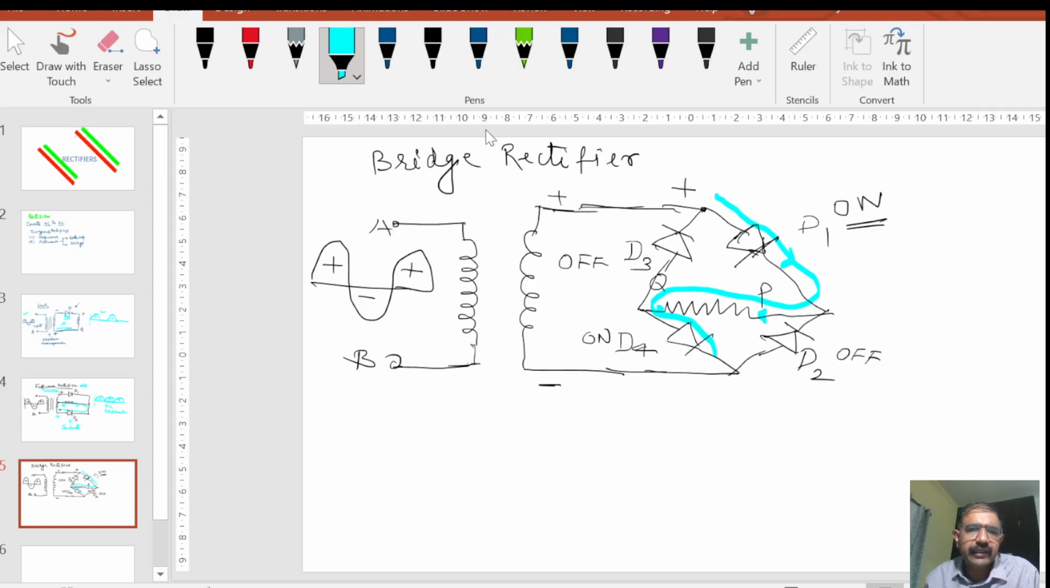Now let us see what happens in the next cycle. When the negative cycle appears, this end becomes negative and this end becomes positive. So now what happens? Let us see.